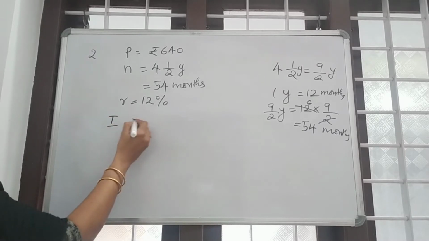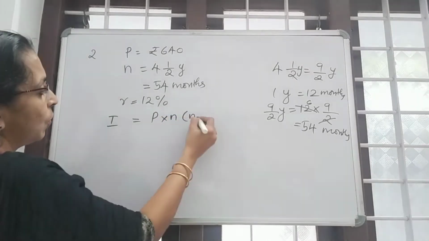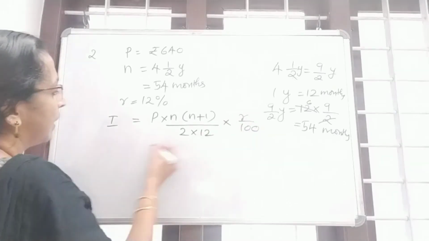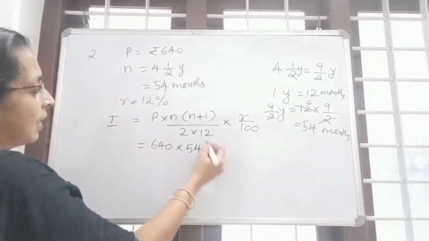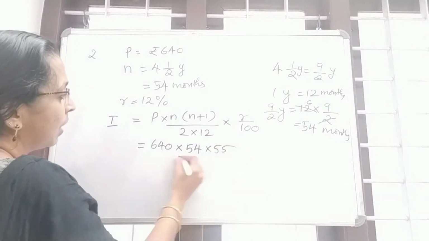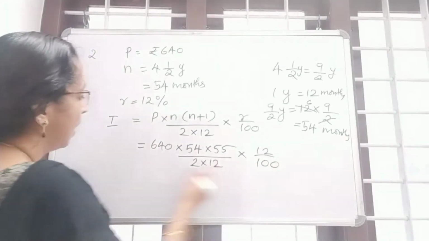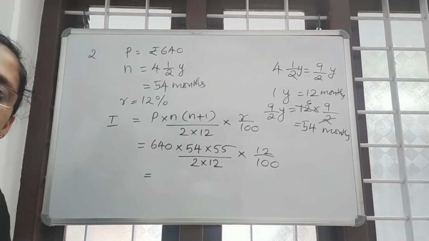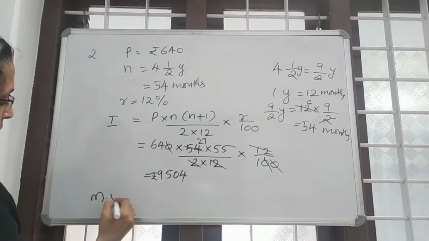For finding maturity value, first we will find out I. I is equal to the formula P into n plus 1 divided by 2 into 12 into R by 100. Substitute all the values. P is 640, n is 54. n plus 1 is 54 plus 1, which is 55, divided by 2 into 12 into R, which is 12 divided by 100. Cancel, calculate this, and you will get the answer as 9504 rupees.